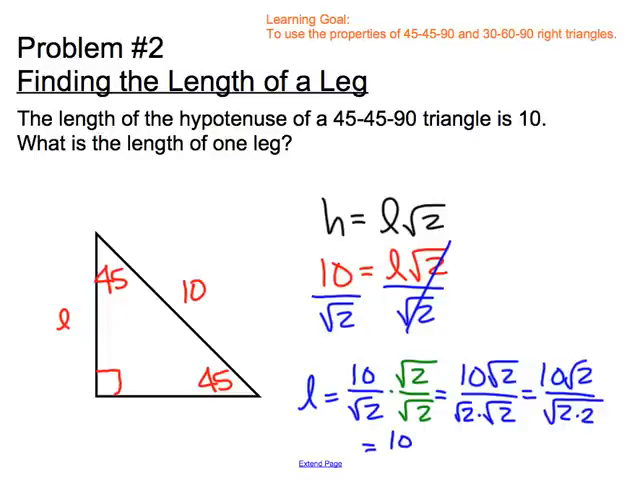So we have 10 times the square root of 2 on top. We have the square root of 4 on bottom. So the square root of 4 is 2, so we have 10 times the square root of 2 on top and 2 on bottom. And 10 divided by 2 is 5, so our final answer here is 5 times the square root of 2. So the length of the leg in this case is 5 square root of 2.